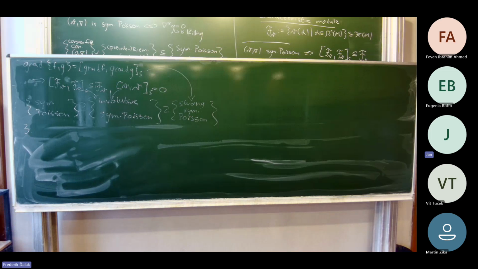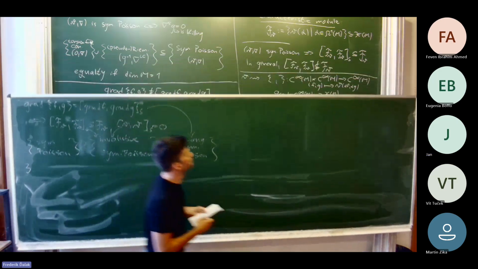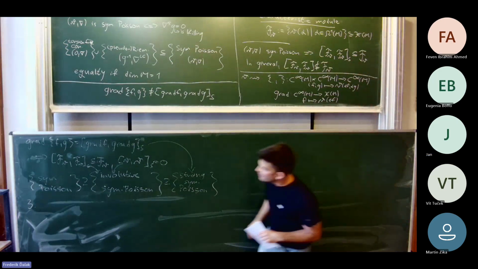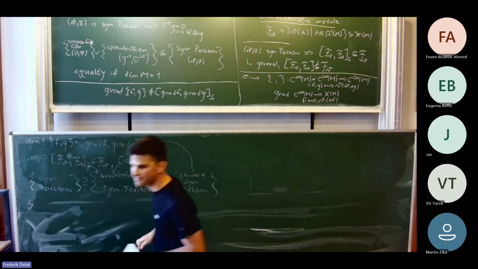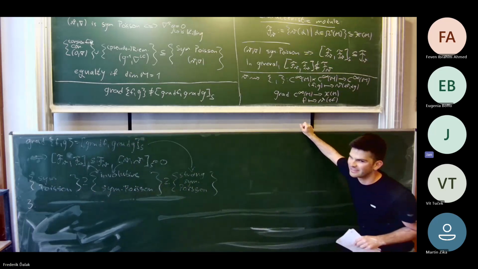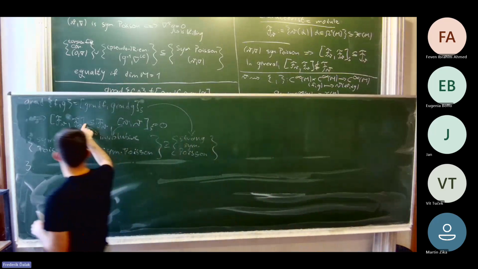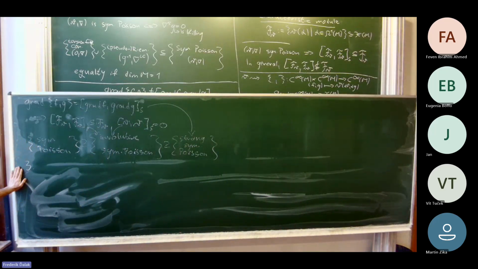Sorry, one question. On the other board, it's written that symmetric Poisson implies that it's involutive, but I missed something. Yeah, but probably it's involutive with respect to this bracket with S, so it's a different bracket. Ah, okay, so there is a mistake. Sorry. Okay, thank you very much. Because that would not be so surprising.